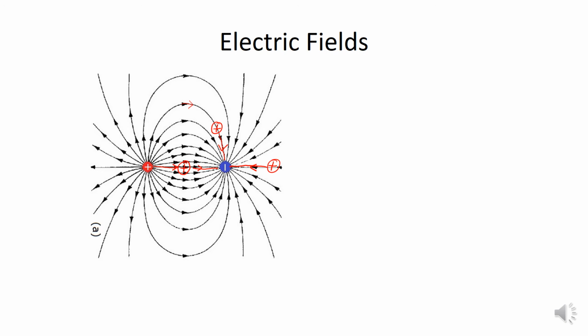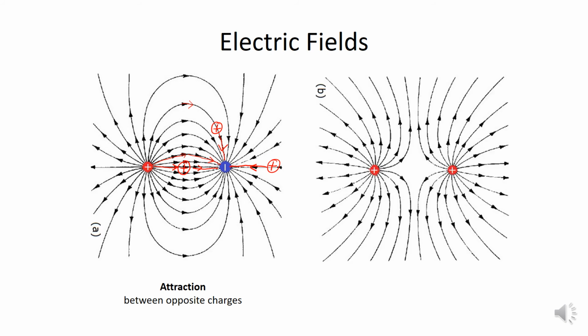And you can see in general that these two charges are joined by lots of lines. If they're allowed to move freely, well, the positive would probably move towards the negative and vice versa. So this shows attraction between opposite charges. Now, what does it look like if you have two similar or two like charges?